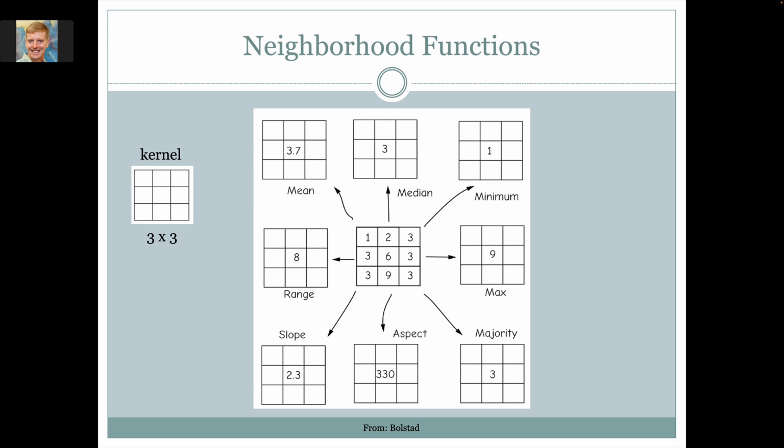The median is if we list all of those numbers in order, 1, 2, 3, 3, 3, 3, 3, 6, 9, and take the one that falls in the middle of that list, the 5th position, we would get a value of 3. The minimum is obviously 1. The range varies from 1 to 9, so we get a range of 8 in this kernel, and the maximum has a value of 9. We'll talk about slope and aspect in a different lecture, but majority would be the value that occurs the most often, and in this example, that's 3.